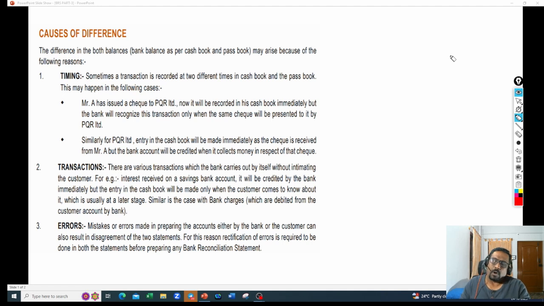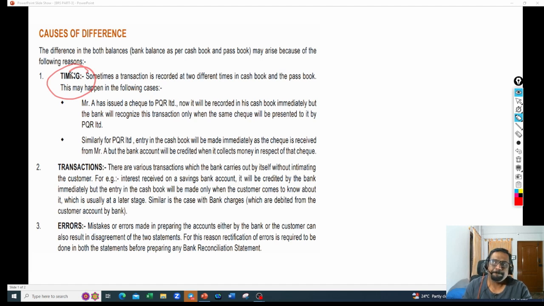Okay, guys. What are the causes of difference between passbook and cash book? That is what we are going to discuss. The first and foremost difference is timing difference. What do you mean by timing difference?